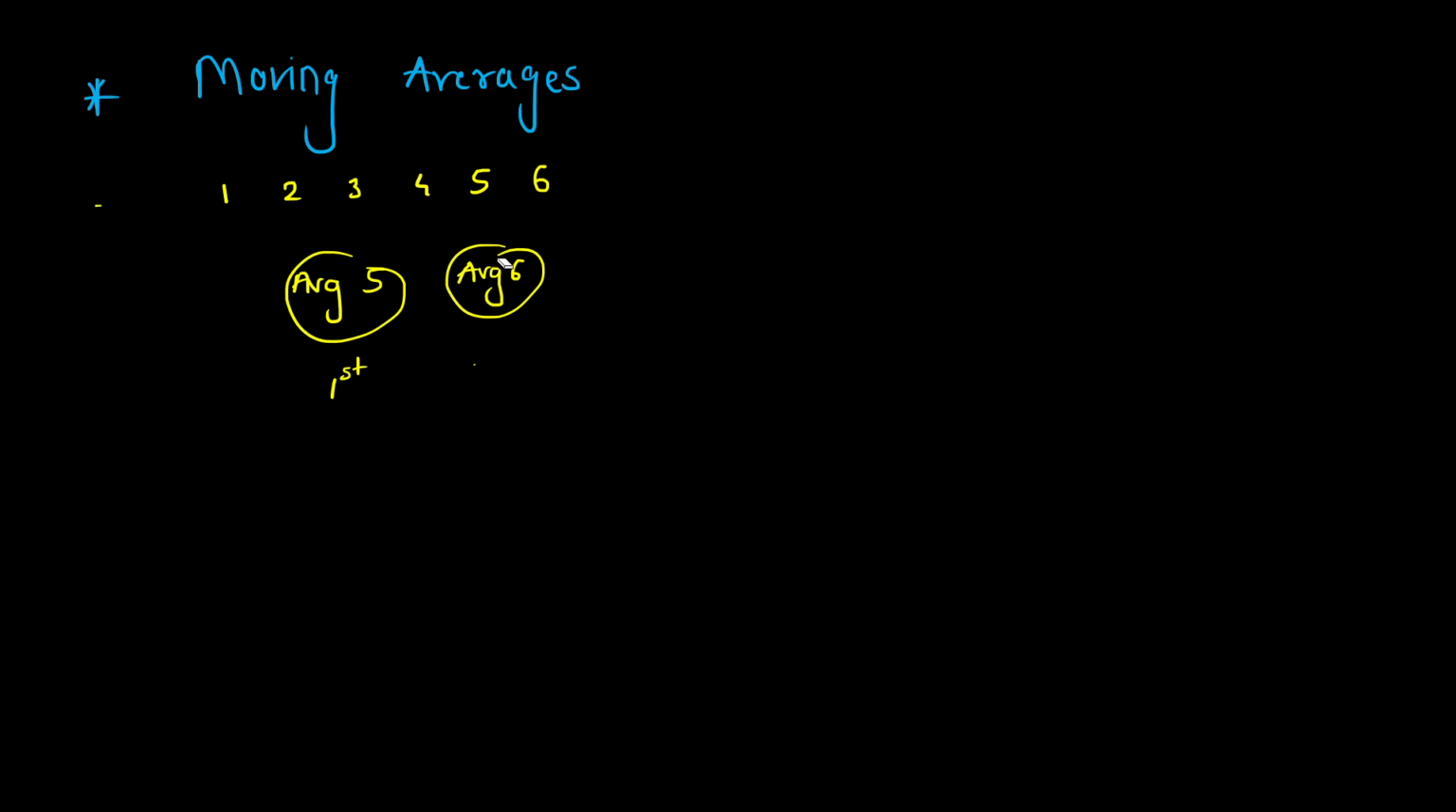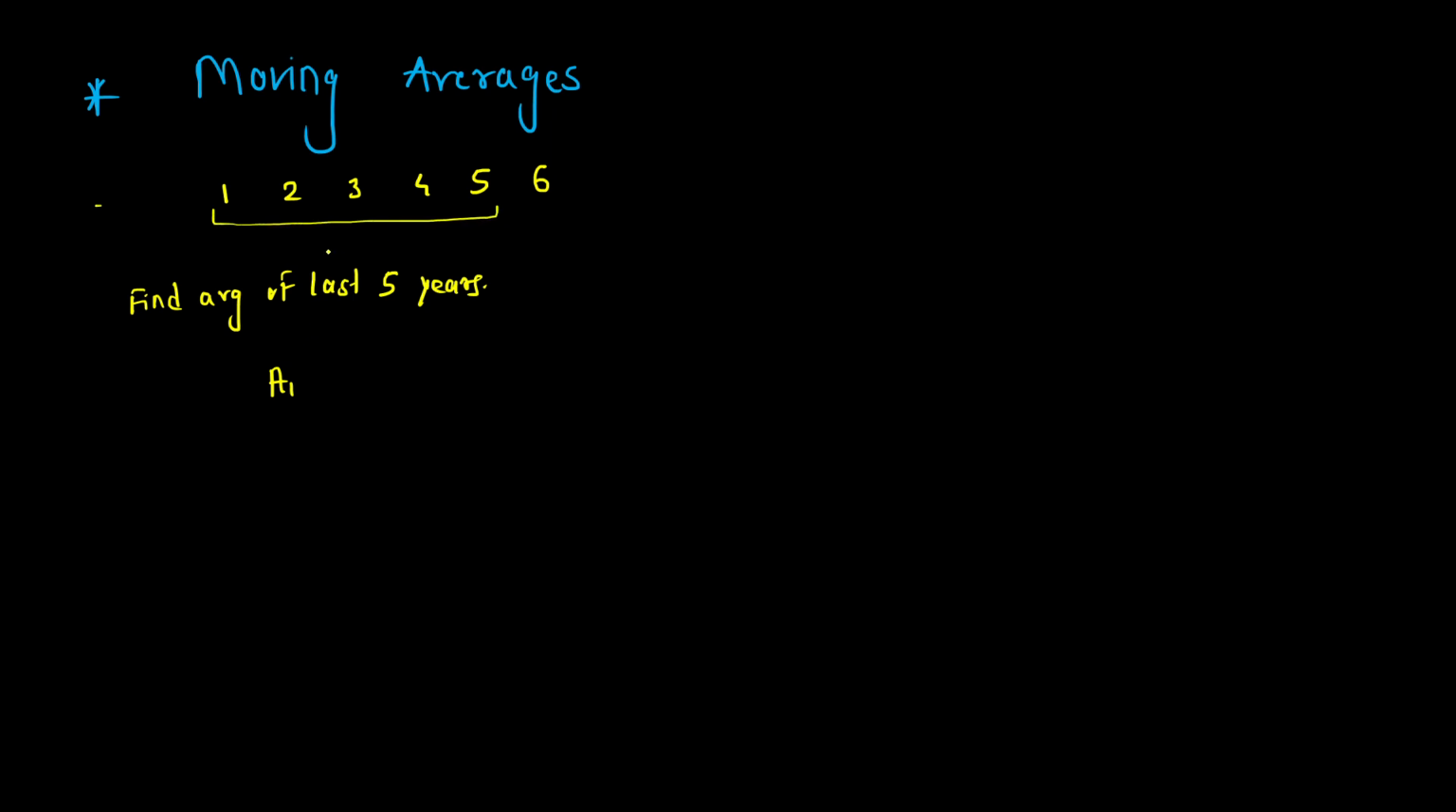We can also do one thing: we can calculate the average of the previous five values. So if I say that in this sequence, find the average of the last 5 years, the first average, I'm giving it the name A1, will be the average of the first 5 years, A1.